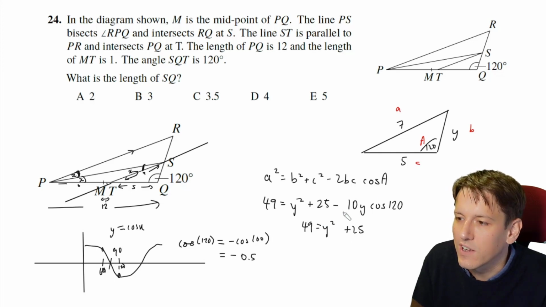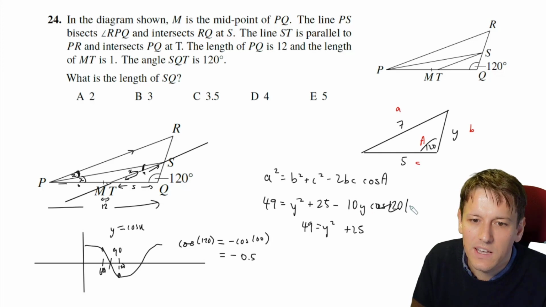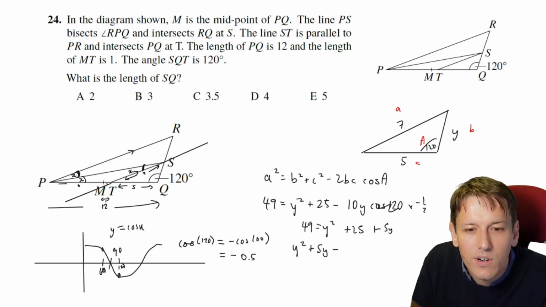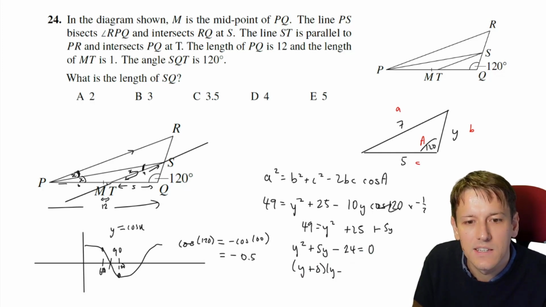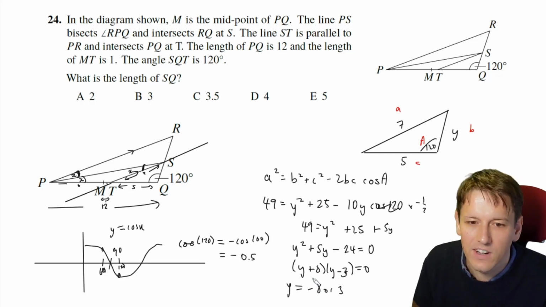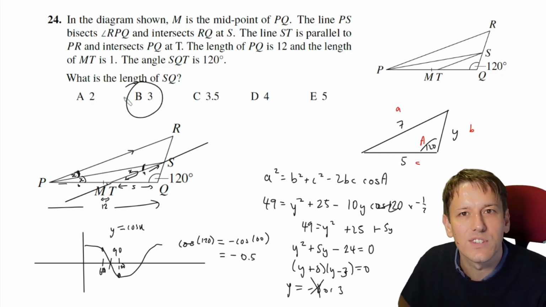so this becomes 49 equals y squared plus 25, and then I've got plus 5y when I replace that with minus 1/2. So we've got y squared plus 5y minus 24 is equal to 0 then. We can factorize that as y plus 8 times y minus 3 is 0. So this length we're looking for is either minus 8 or 3. The length can't be negative, so it must be the case that the length SQ that we're looking for is 3, and the answer is B.